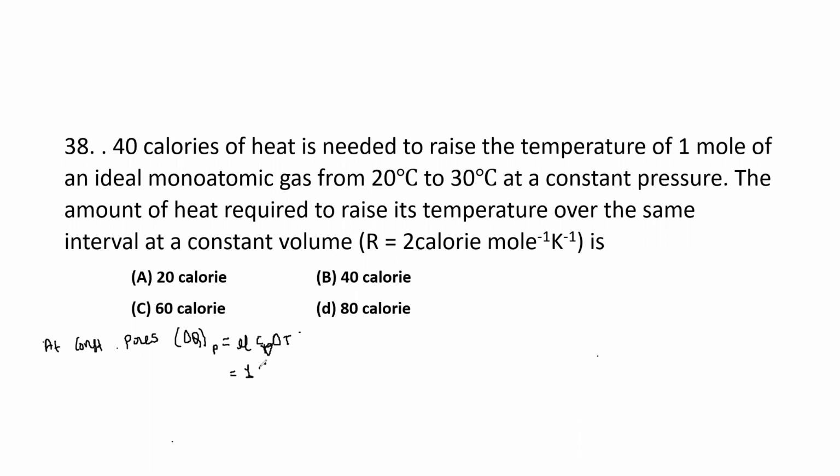Okay. So this is 1 into R, that is 2, into 30 minus 20. So 30 minus 20 is how much? It is 10. 10 into 2, it is nothing but 20 calories. See here.